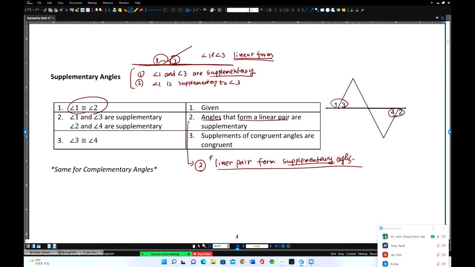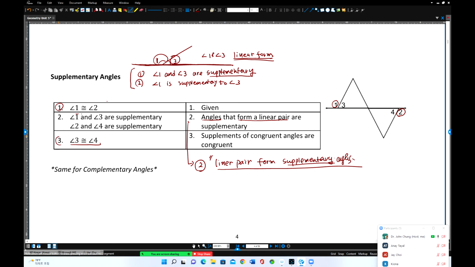But this is a given. Angle 1, angle 2 is a given. But we're going to prove, right? Angle 3, angle 4 are congruent. Yes, angle 1, angle 2 congruent. The other angles, okay, 180 minus angle 1 or 180 minus angle 2 must be equal, right? Yeah, that's supplementary. So, we're going to prove this one from here.